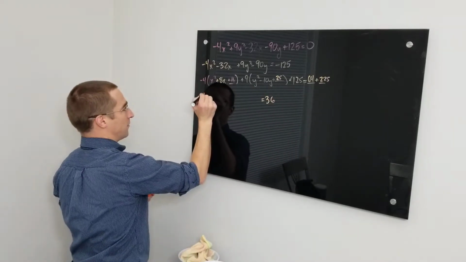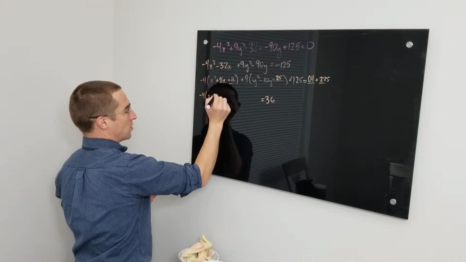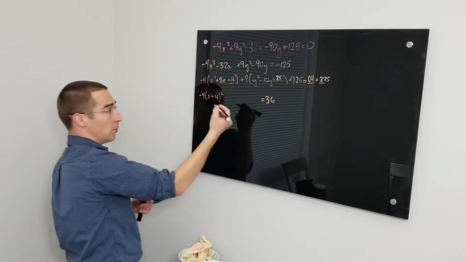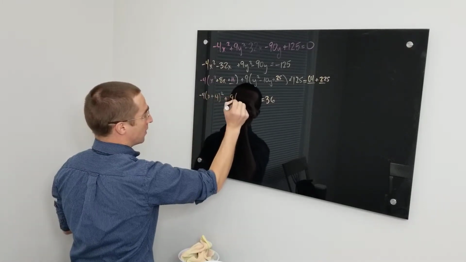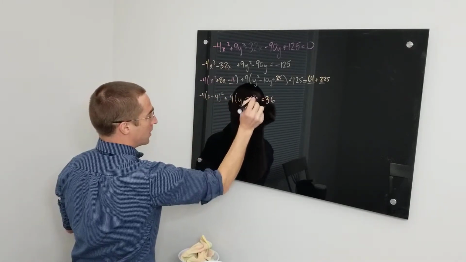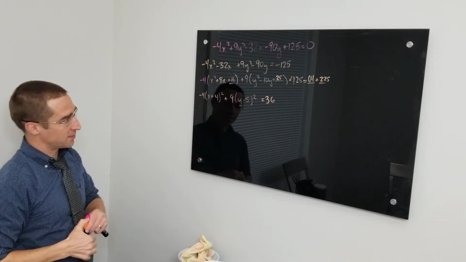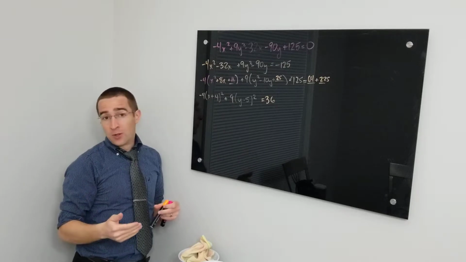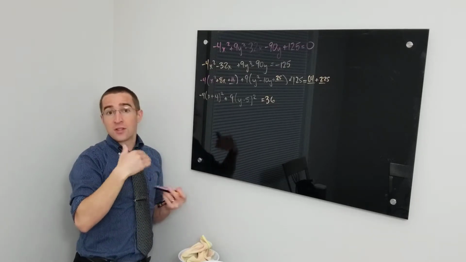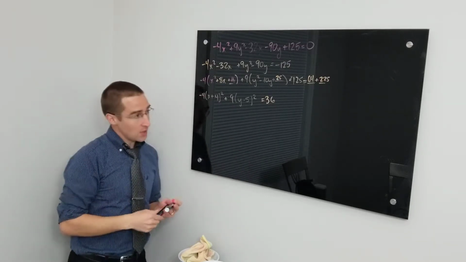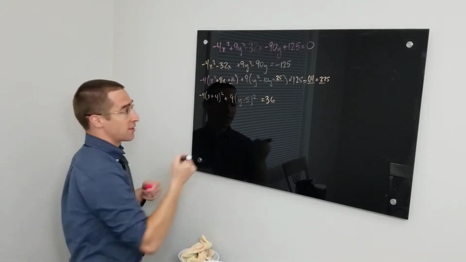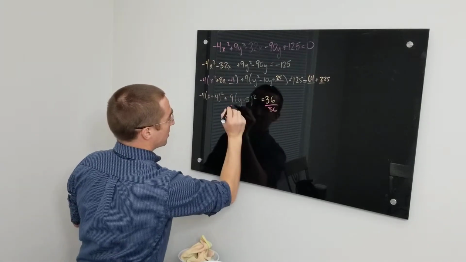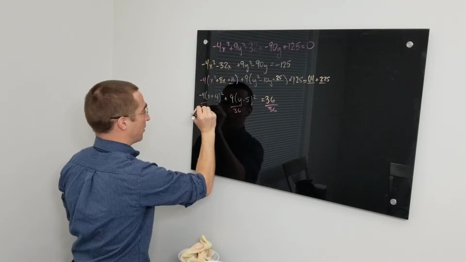Here we have negative 4 times x plus 4 squared, because half of 8 is 4, plus 9 times y minus 5 squared equals 36. One more step to get to our standard form equation. We've got to divide by that 36 so that it's equal to 1. So we divide by 36, divide by 36, divide by 36, divide by 36.